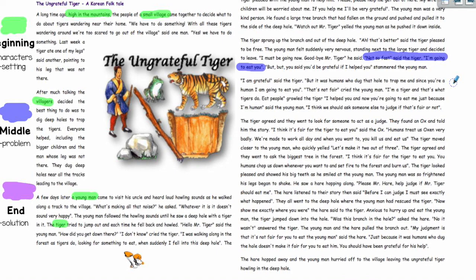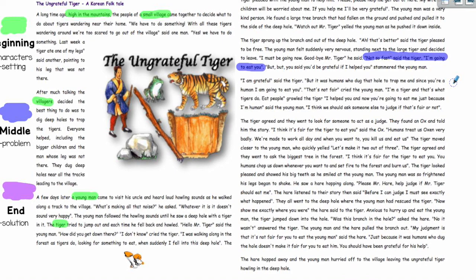The tiger agreed, and they went to ask the biggest tree in the forest. "I think it's fair for the tiger to eat you. You humans chop us down whenever you want to and set fire to the forest and burn us." The tiger looked pleased and showed his big teeth as he smiled at the young man. The young man was so frightened his legs began to shake.